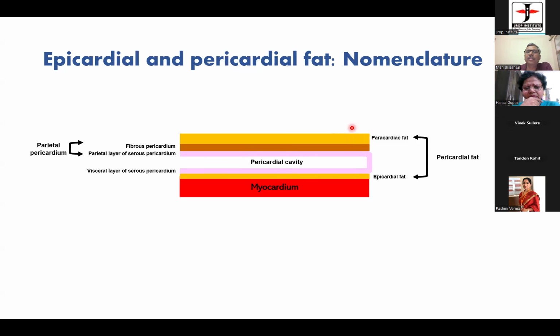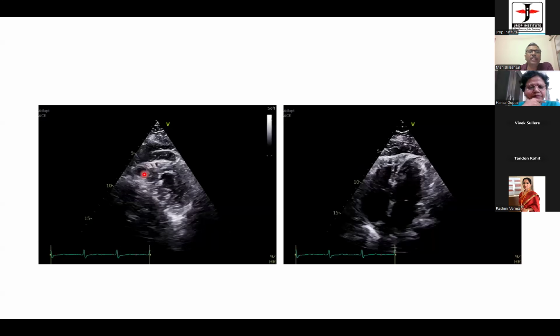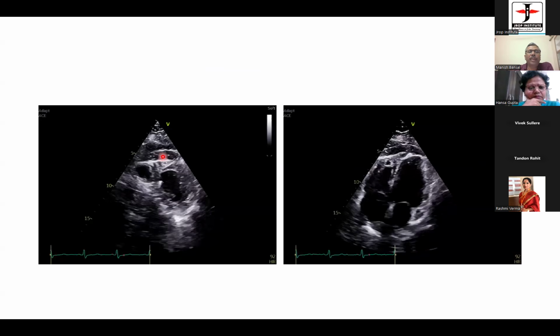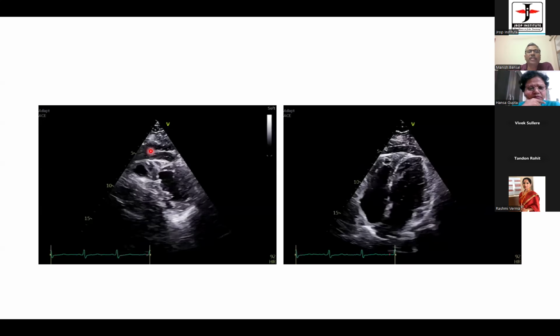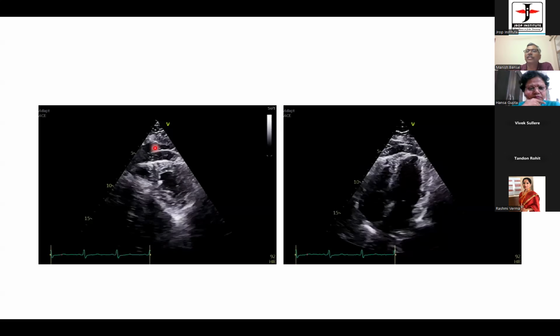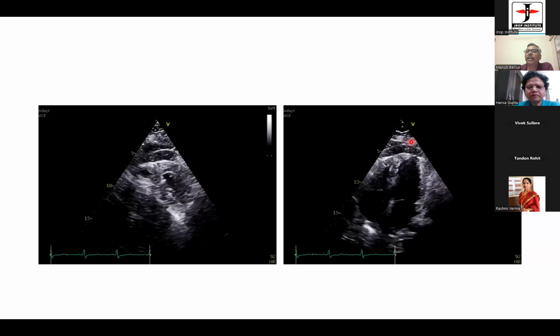Epicardial, this is pericardiac, and together they are pericardial fat. As we can see here, we have a layer of fat just outside the RV myocardium, and we can see this visceral pericardium here, and then there's another layer of fat outside this. So this is going to be epicardial fat, and that is going to be pericardiac fat, and together they will be known as pericardial fat.